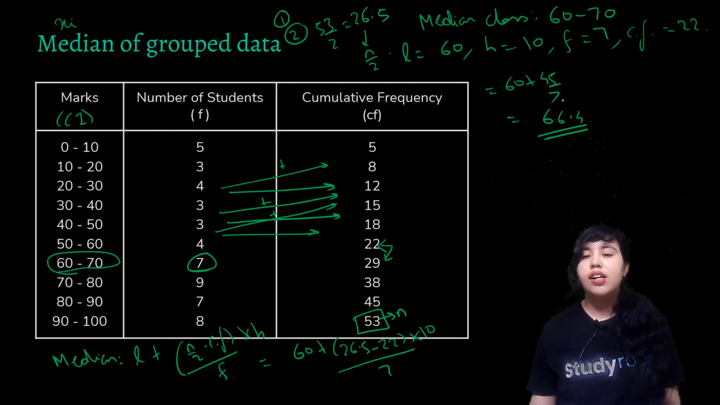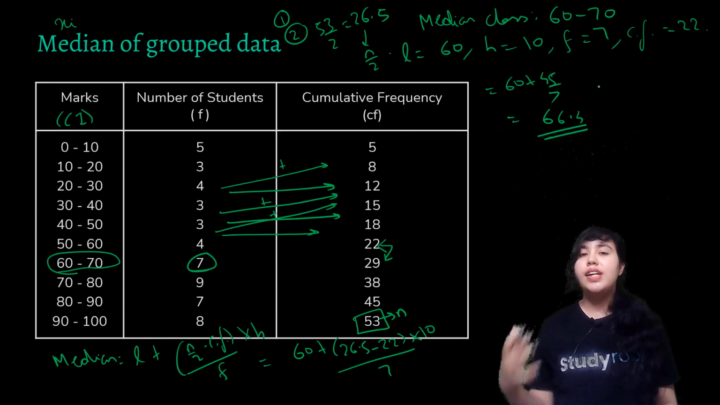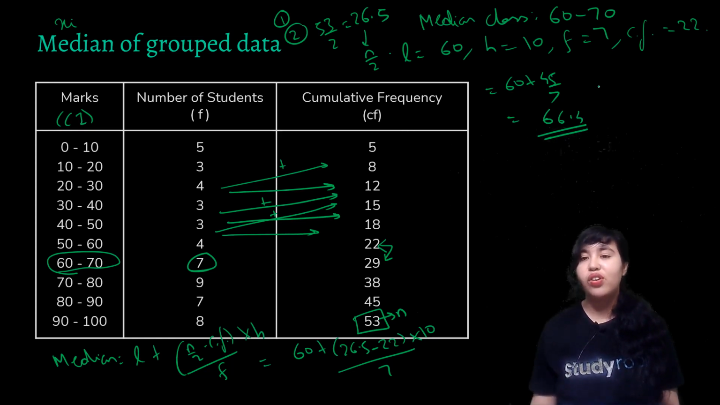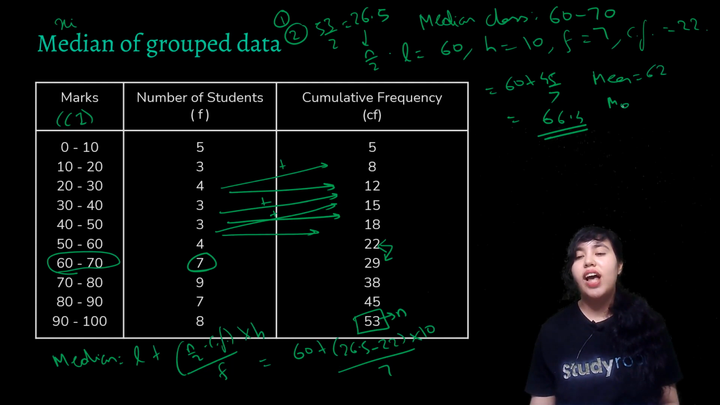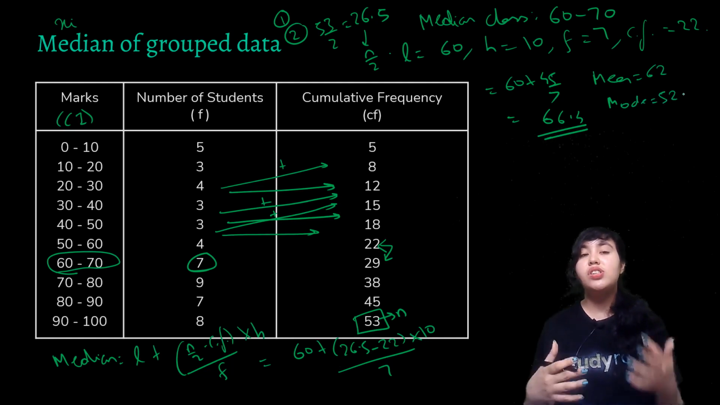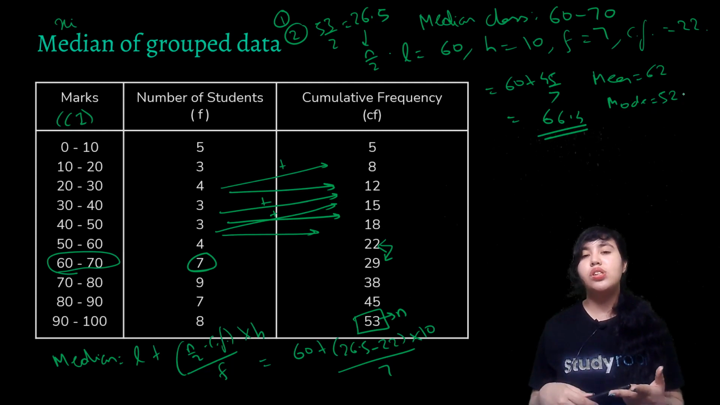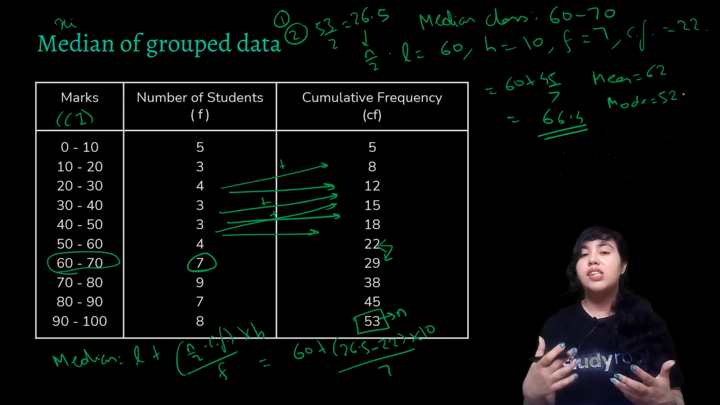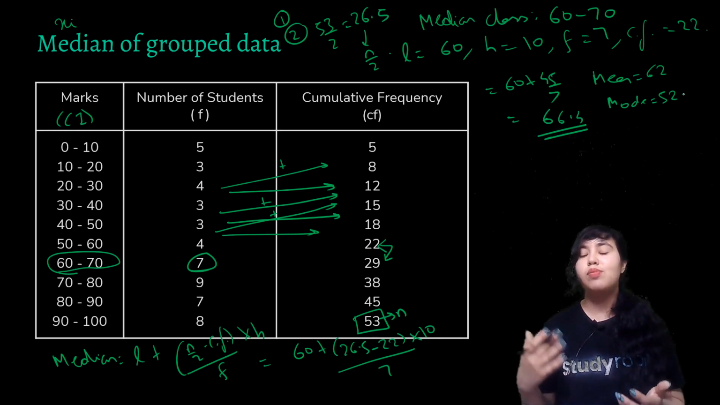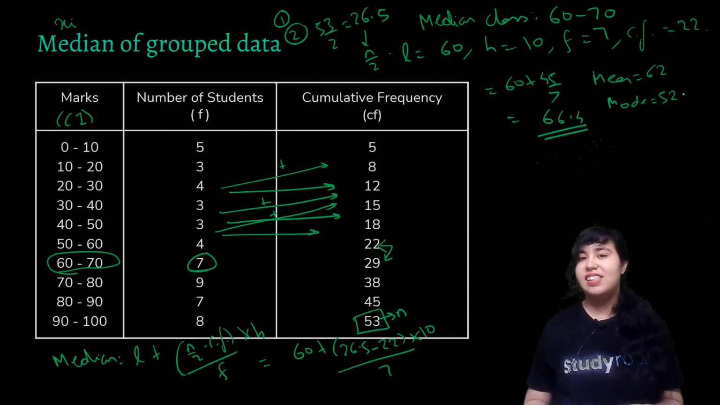So what does this mean? That half of the class got marks greater than 66.4, and the remaining class got marks less than 66.4. If you remember, for the same class we calculated the mean as well, 62, and the mode, which was 52. So now we can comment on three things for the class. What are the average marks of the class? 62. What marks did the maximum number of students get? They got 52 marks. And 50% of students got marks above 66.4, and the remaining got marks less than 66.4.